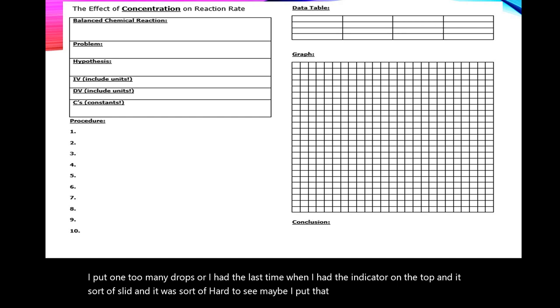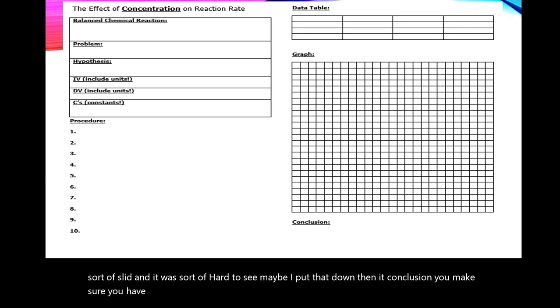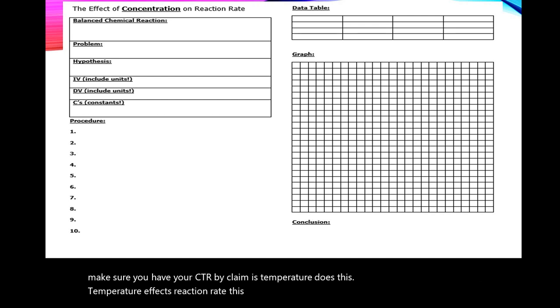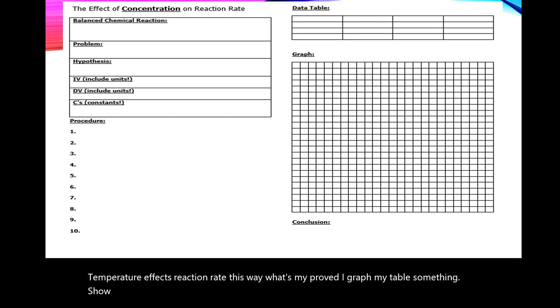Then in conclusion, you make sure you have your CER. My claim is temperature does this. Temperature affects the reaction rate this way. What's my proof? My graph, my table, something, you know, show me, and then pull it together because of my reaction rates or my time over the 3 things, then. So it's an if-then statement, sort of.